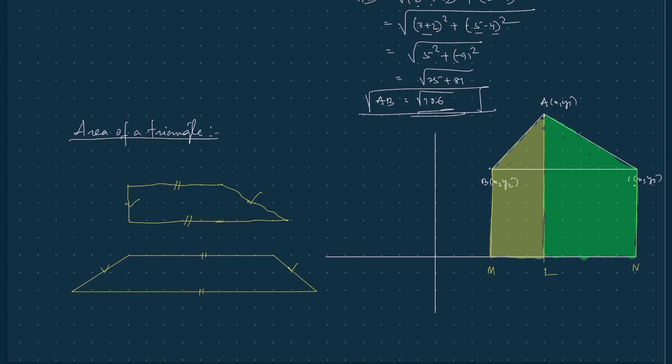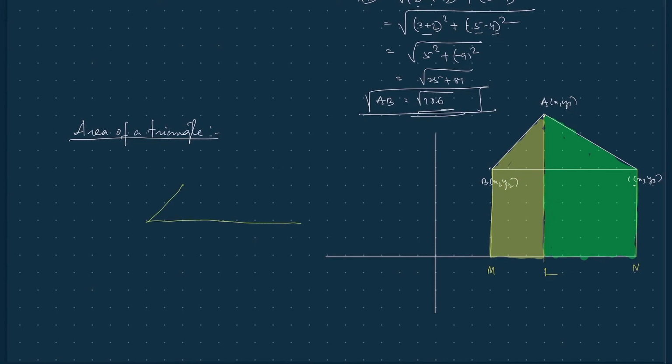Now we know what the area of a trapezium is. Suppose this is a trapezium. If you draw a perpendicular like this, this will be the height of the trapezium.